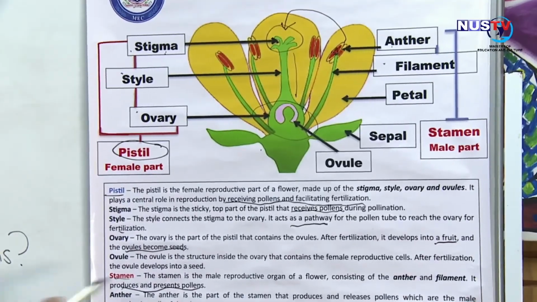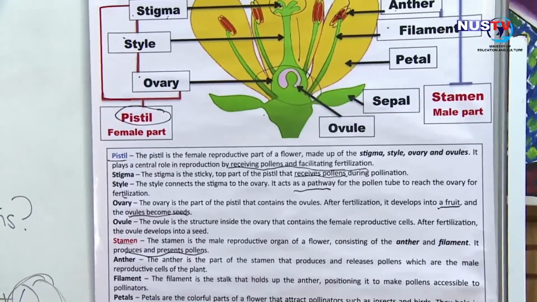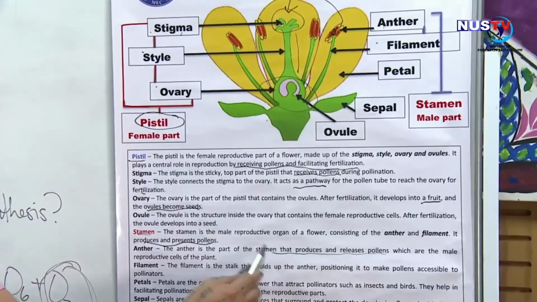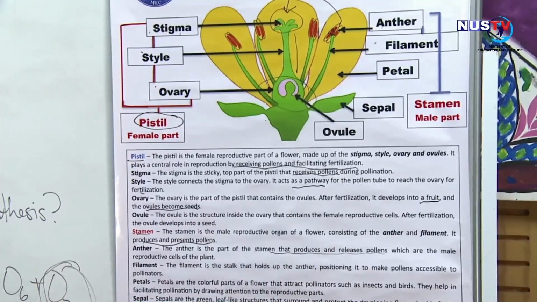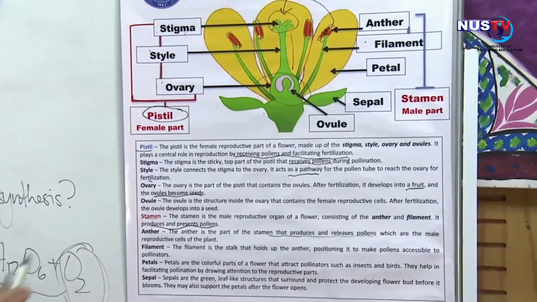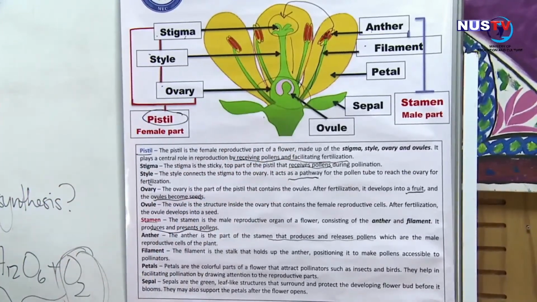The anther is a part of the stamen that produces and releases pollen, just as I mentioned. The anther is where the pollen is released. The filament is a stalk that holds the anther. So this long part here is the filament.